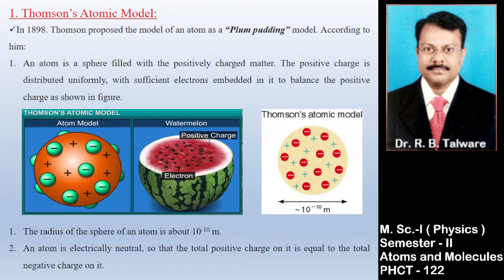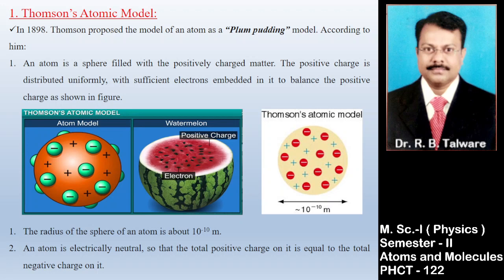Now we discuss the first model, the Thomson atomic model. Sir J. J. Thomson proposed this model in 1898, as a plum pudding model. Plum pudding means, in Marathi, if we place raisins on a plate at equal distances, the model is of that type. That is called the plum pudding model.